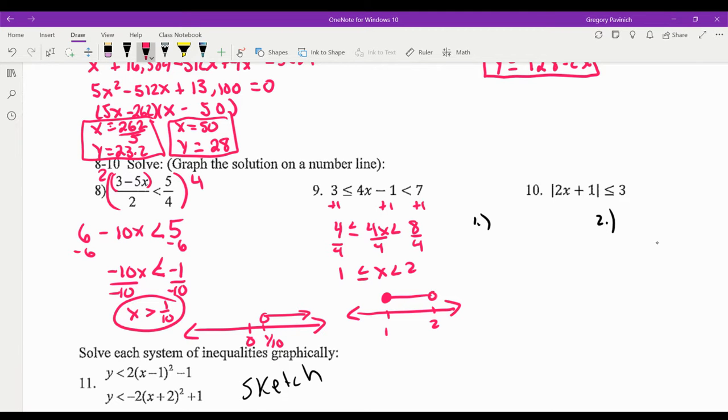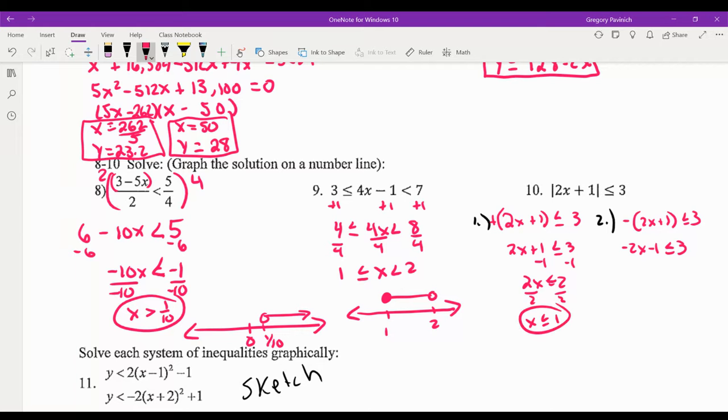And the next one is an absolute value. This is one that you split up. You have your positive side of 0, and then you have your negative distance. And now I'm ready to solve. 1 and x is less than 1.